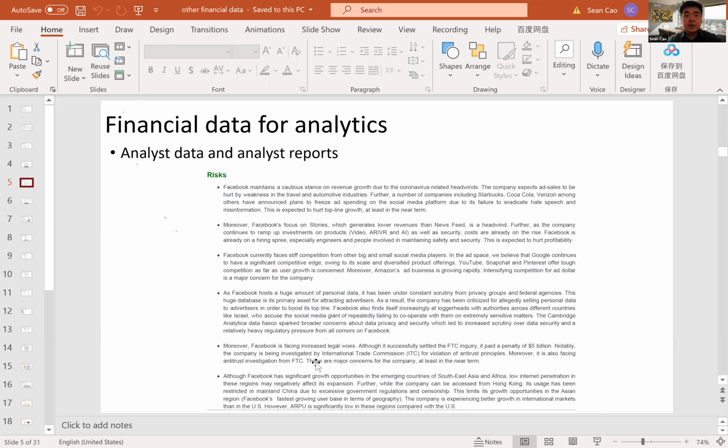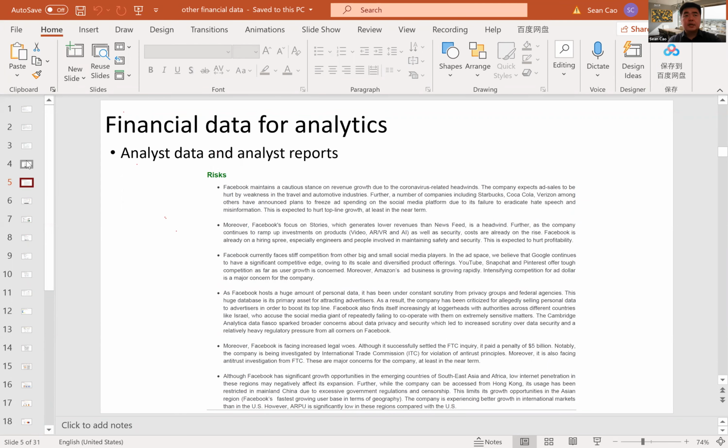And then they talk about the legal issues. They talk about the growth opportunities in emerging countries like South Asia, Africa, and Asia. So these are the risks they want you to be aware of. This is also another important resource you can do textual analysis on. Can you trust them or not trust them?